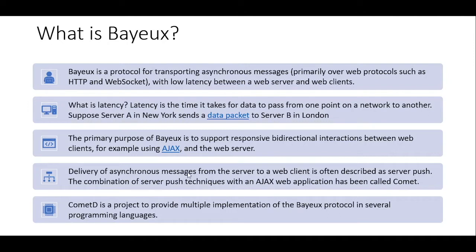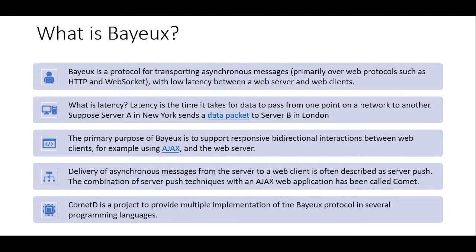Here we see that delivery of asynchronous messages from server to web client is often described as a server push. The combination of the server push technique with an AJAX application has been called Comet. So by this definition we have understood what Comet is, which means that an asynchronous message is sent from server to web client, and it's a server push. The client is not trying to pull whenever the information is changed. Here the server pushes only a portion of the component as an asynchronous message. So this combination is known as Comet.